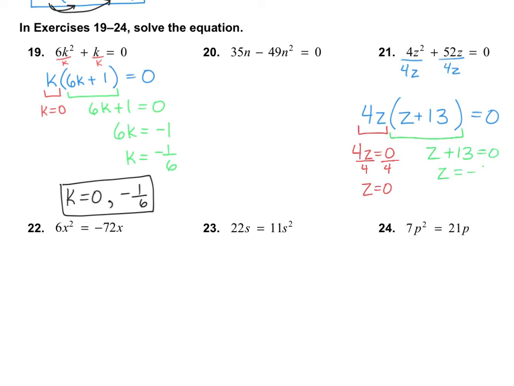So z is equal to negative 13. So my final answers are z is equal to 0 and negative 13. I would like for you to pause the video and do number 20 on your own, just number 20 for now.